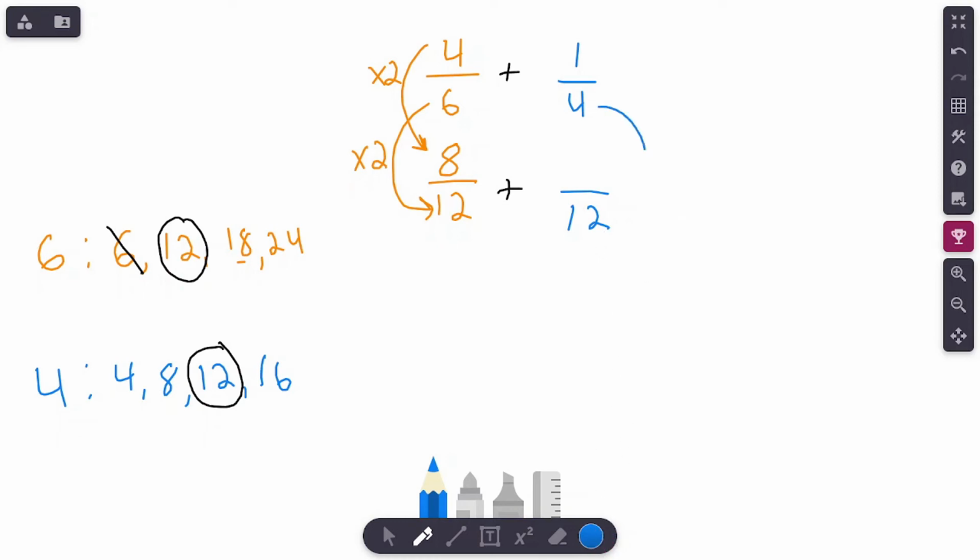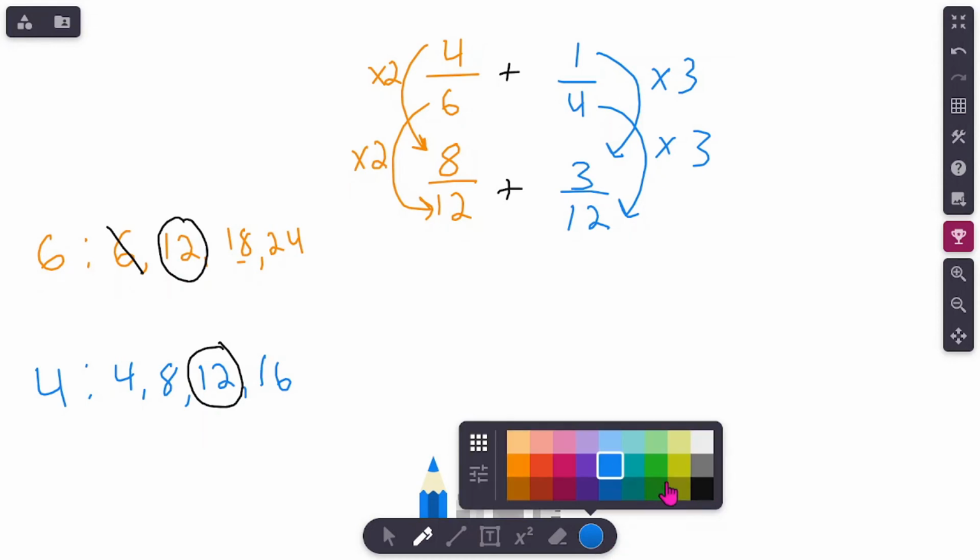So create an equivalent fraction. 4 times what gives us 12? Count our multiples. 1, 2, 3. 4 times 3 is 12. If I multiply the denominator by 3, then I'm going to multiply the numerator times 3. 1 times 3 is 3.